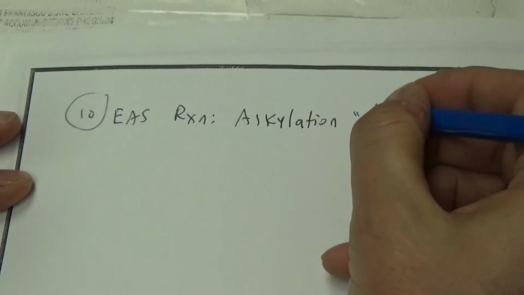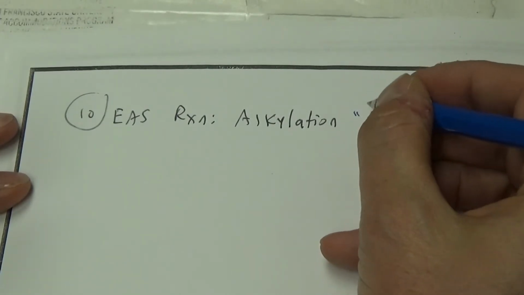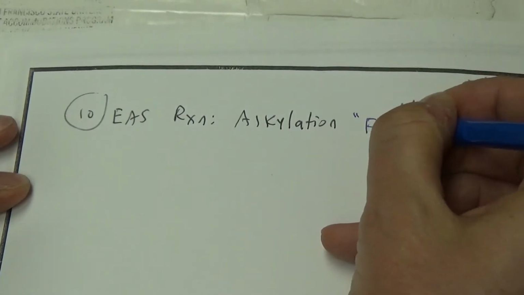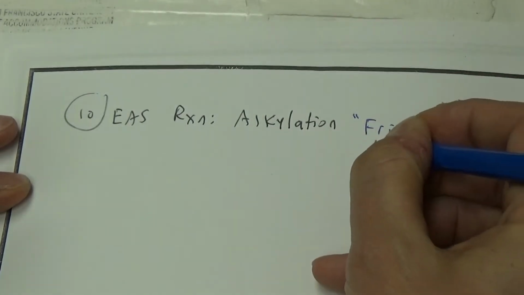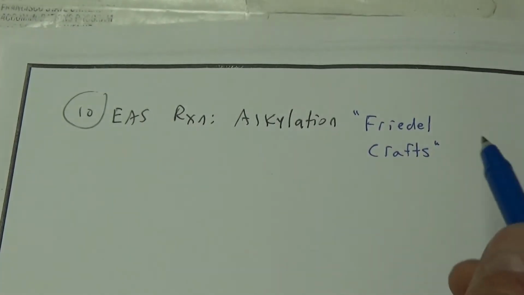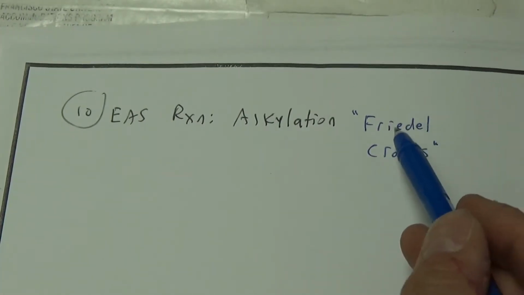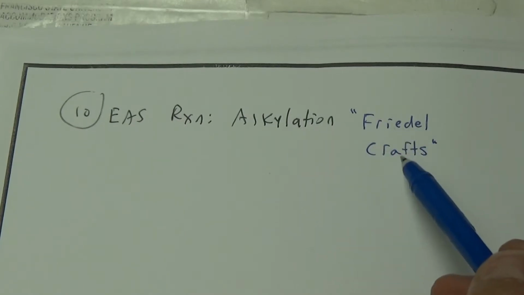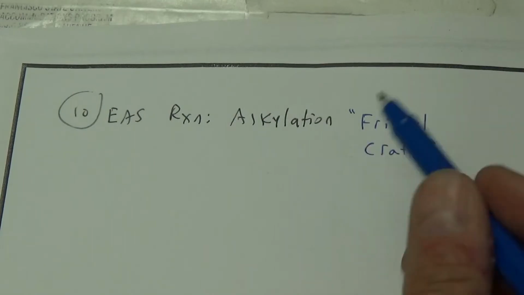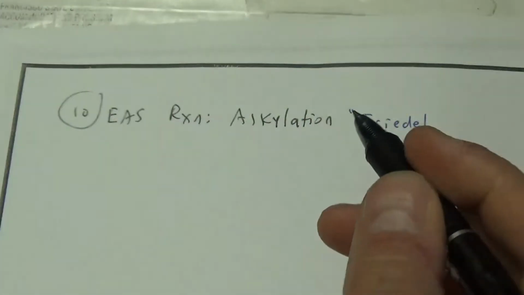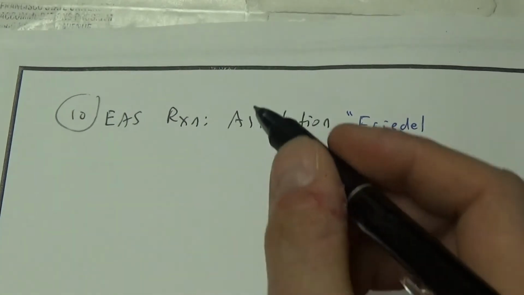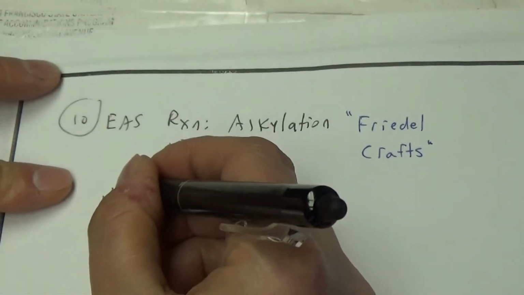And this was developed by I think two chemists, Friedel and Crafts. And so sometimes we call this reaction the Friedel-Crafts alkylation. Okay, so what do you think it does? It attaches an alkyl group. And what mechanism do you think it uses? EAS. So it's just another EAS reaction. Let's show an example.